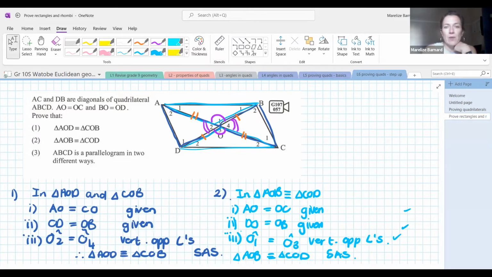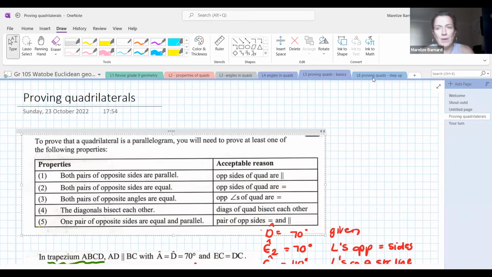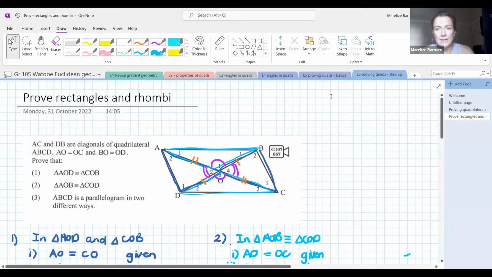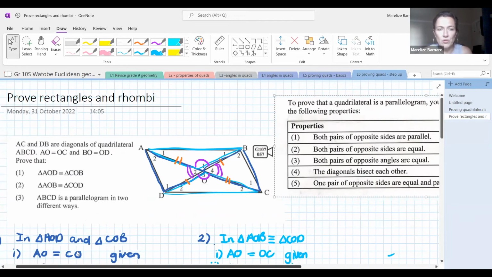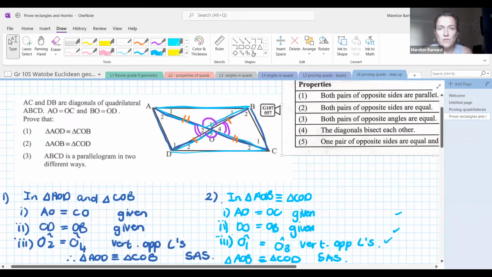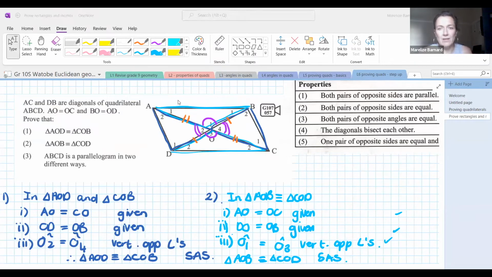Okay, right. Now we've done these 2 congruency proofs. What is this going to do for us? We have to prove in part 3 that ABCD is a parallelogram in 2 different ways. Okay, so there are 5 ways, if you remember from Tuesday, in which we can prove a parallelogram. I'm going to put it here. Now look at what we've done. We've proven all this congruency. So we need to show 2 ways that will make this a parallelogram.